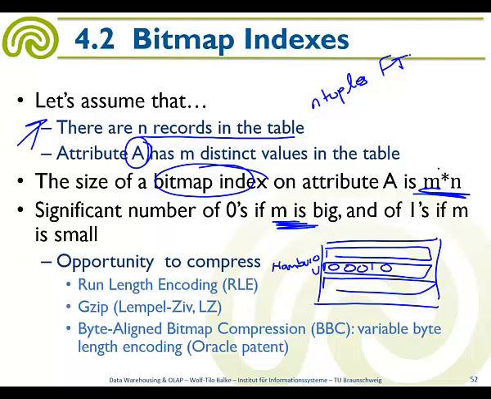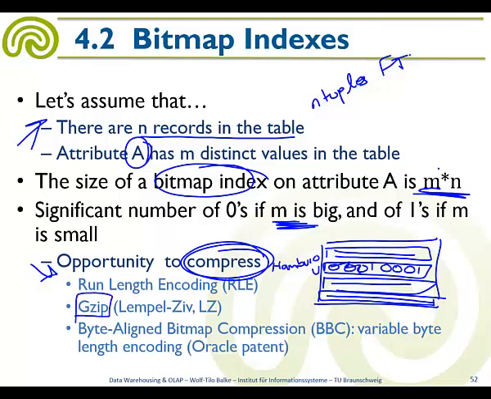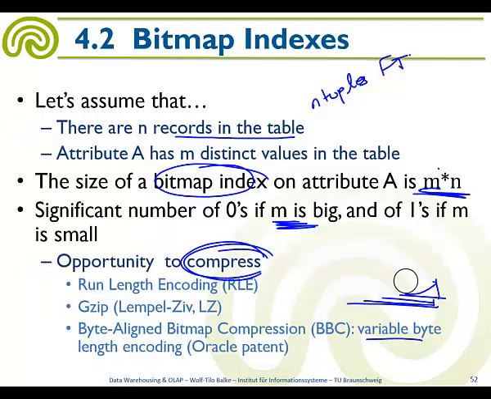Every once in a while there's going to be a sale, so a lot of zeros, and then a 1. And this is going to be the same in all the different bitmap vectors in the bitmap index. And as soon as we see a lot of zeros, this is an opportunity to compress, so you can do compression easily. So this is very efficient in terms of storage. You can compress that using run length encoding. Very popular methods are gzip, and especially for data warehousing, byte-aligned bitmap compression and variable byte length encoding, and this is basically from Oracle.